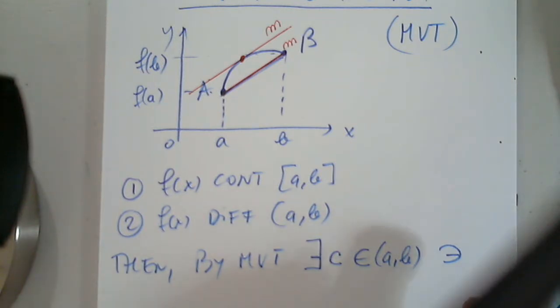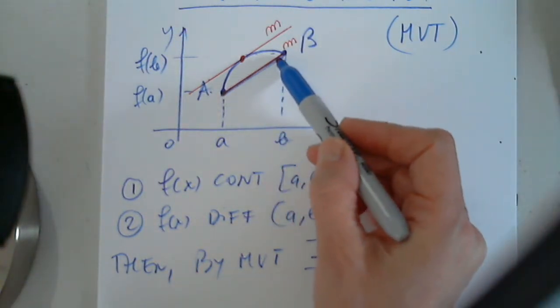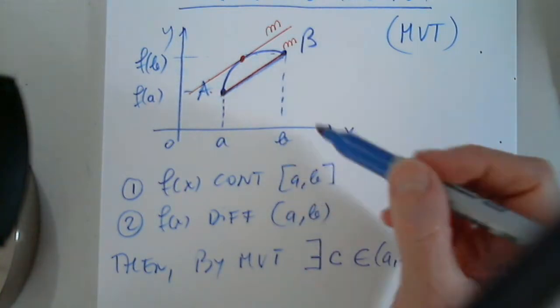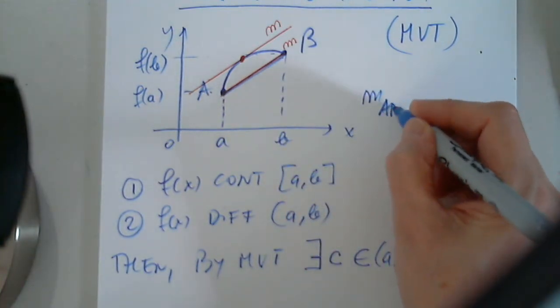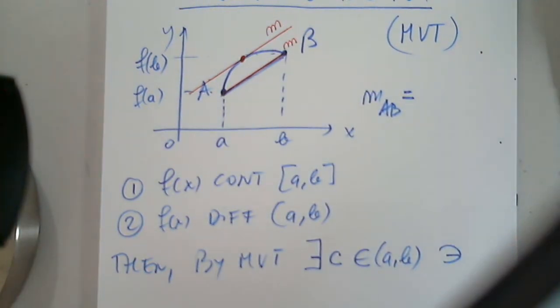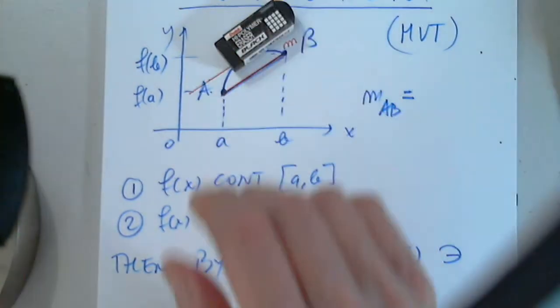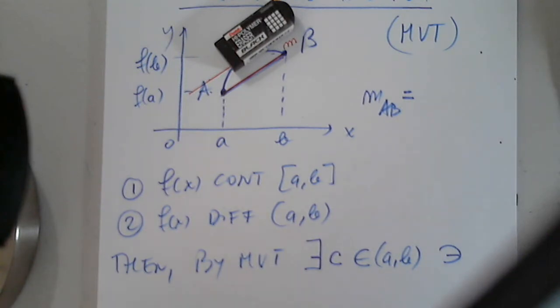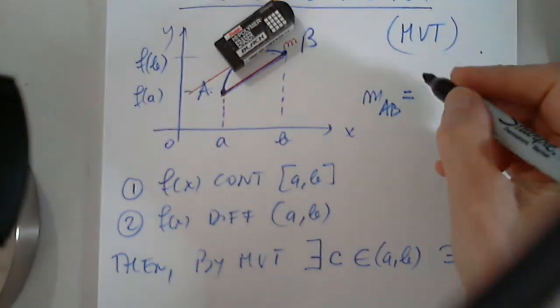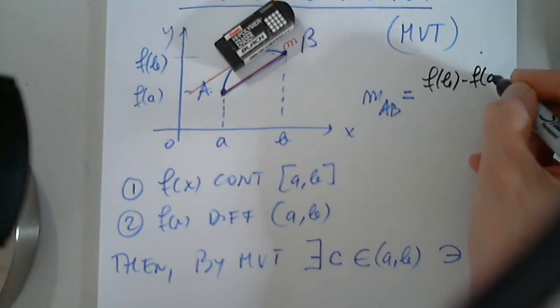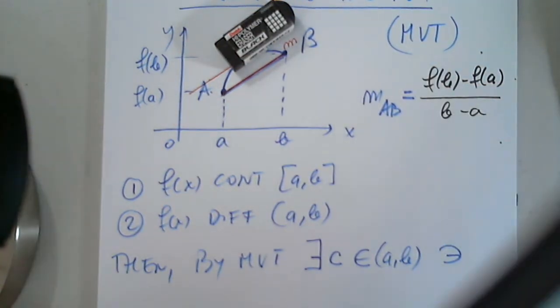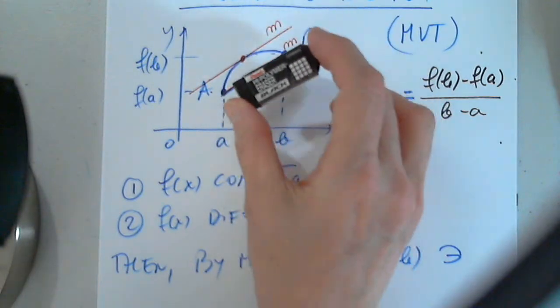And now let's discover. Can anyone give us the slope of the line AB? We're only looking at the line AB. Can anyone tell us what to write for the slope of AB? f of b minus f of a, excellent, over b minus a. Excellent. Perfect. And now forget about that.